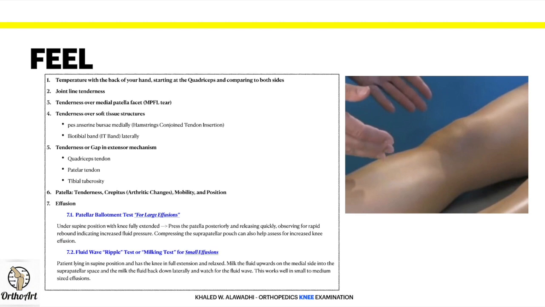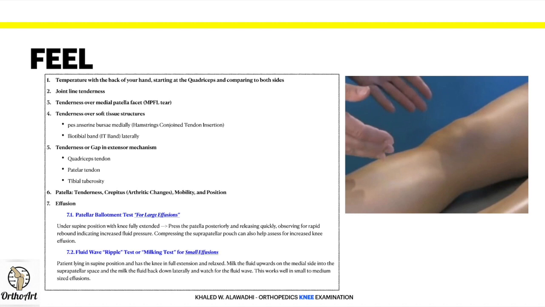And then tenderness of the medial patellar facet or medial patellofemoral ligament, which I showed you earlier as one of the main stabilizers. Because if you tear it, it may have tenderness, and patellar tracking will be abnormal. And then check for tenderness of the soft tissue structures. An example of that is the pes anserine bursa medially, or a hamstring conjoint tendon insertion, or IT band laterally.